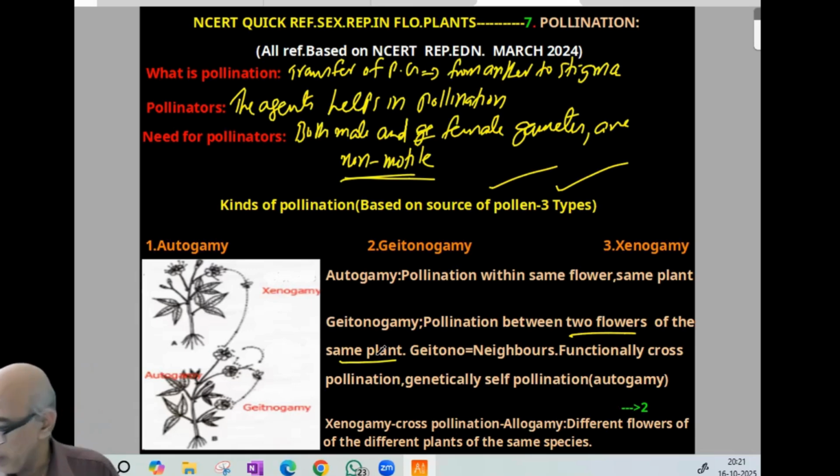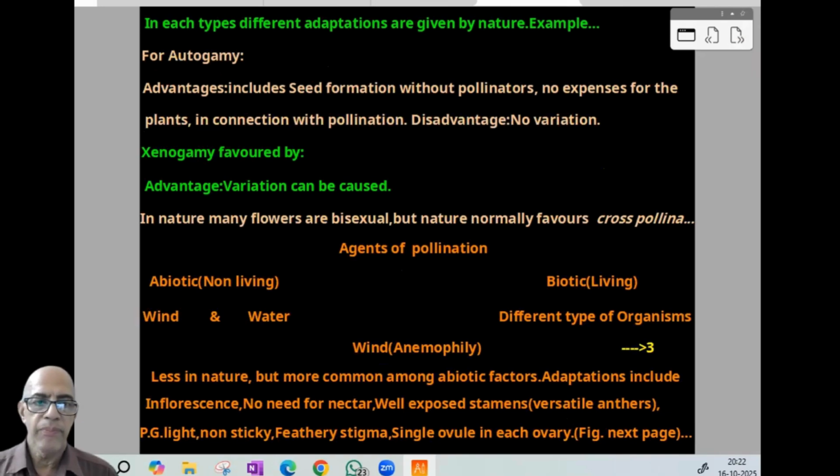Now comes xenogamy. Xenogamy is cross-pollination, also called allogamy: different flowers of different plants of the same species. I think these three terms are clear. A theory entrance question. We can proceed to the next page because time is important.